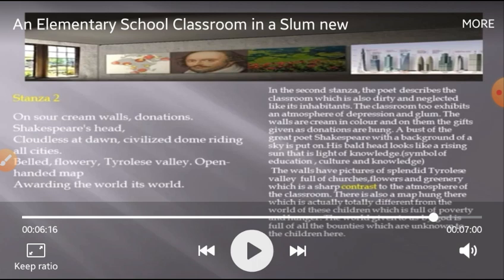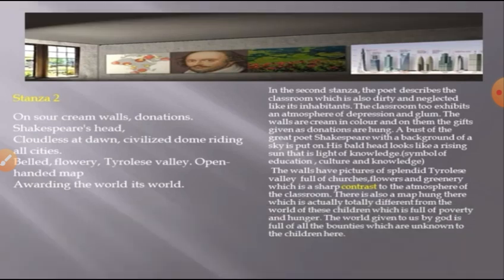There is also a map hung there, which is actually totally different from the world of these children, which is full of poverty, right? So what kind of map is this? This is the map of the world. I want to explain the map of the world in a little detail. And what does this map of the world promise? It promises opportunities. It promises a lot of explorations, a lot of travels. We can travel and explore wonderful things in the world and enjoy them, gain a lot of knowledge through our explorations, through our journeys. Do the children get any opportunity to do this? Never. They can't even come out of that classroom and this dirty slum surrounding. Then what is this world map doing there? Do they get what this map of the world promises? No, not at all. They don't get it. So this is once again ironical.